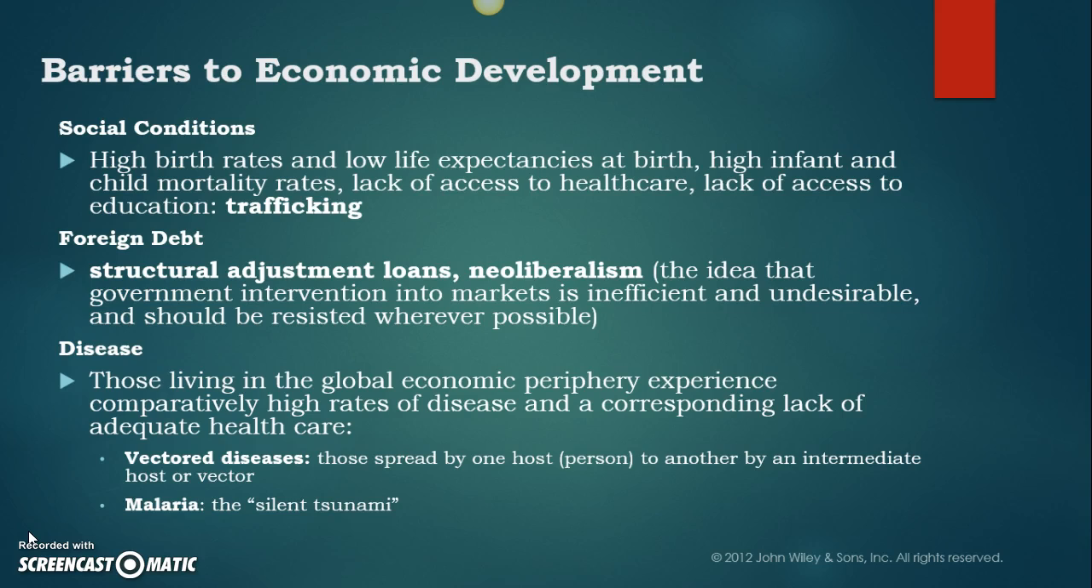So we're actually going to do things in a little bit of reverse order. We're going to talk about the barriers to economic development. And these really fall under four major categories: social conditions, foreign debt, disease, and then political conditions. So social conditions are things like high birth rates or low life expectancies, high infant and child mortality rates, lack of access to health care, lack of access to education, and in particular the issue of trafficking.